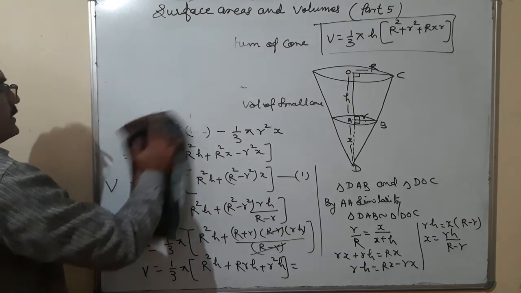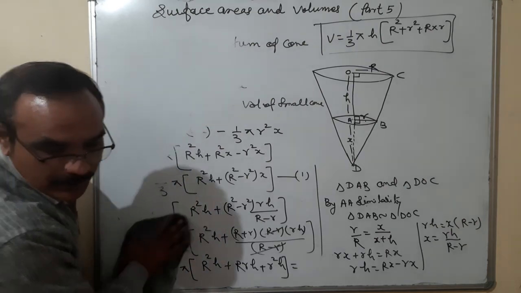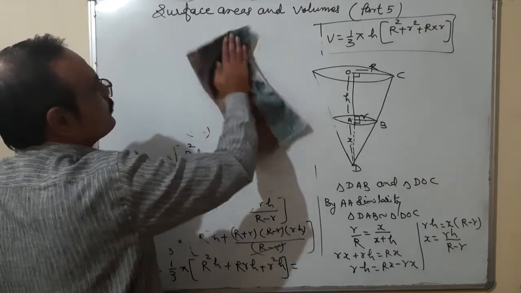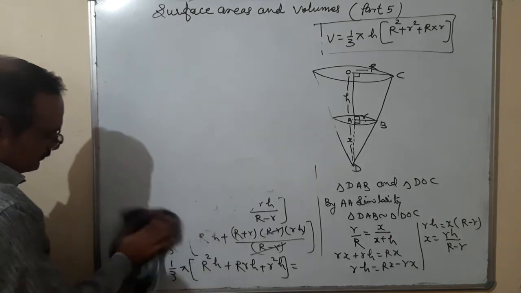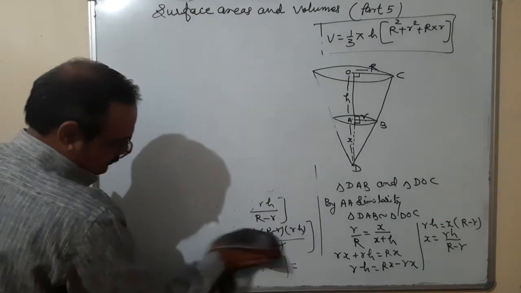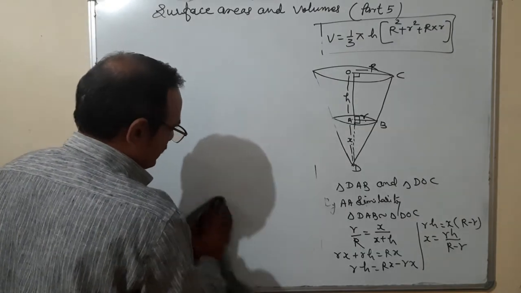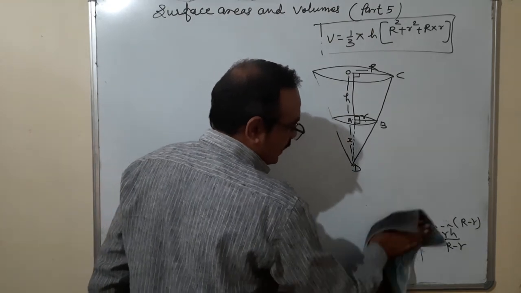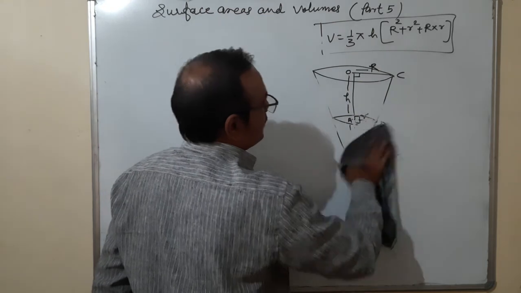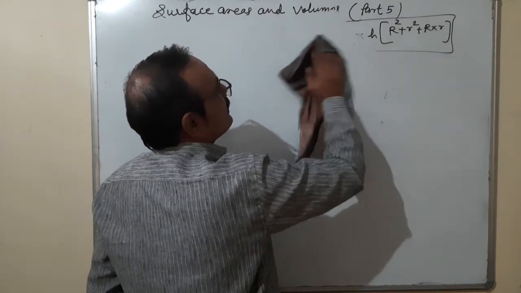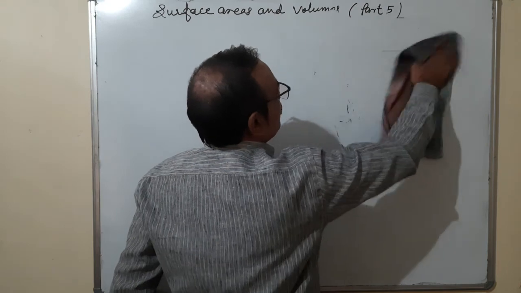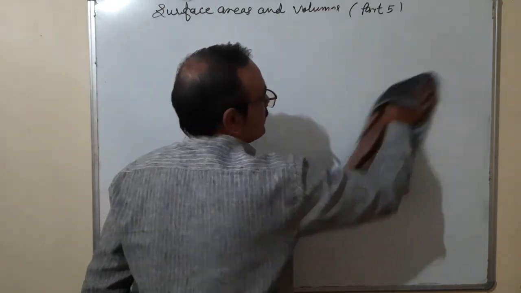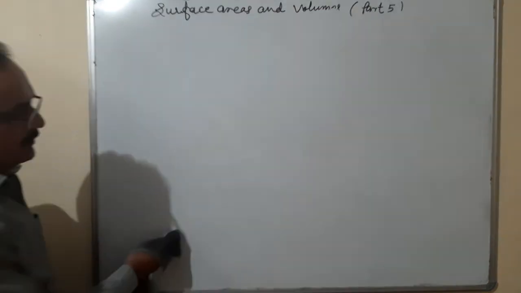Now we are coming to exercise 13.4. Remember three formulae. One is CSA of frustum of cone, that is pi l (R plus r), where capital R is a big radius, small r is a small radius, because in a frustum of a cone there are two radii. Okay. Total surface area is CSA plus area of upper end plus area of lower end, and third one is volume, which we have already got.